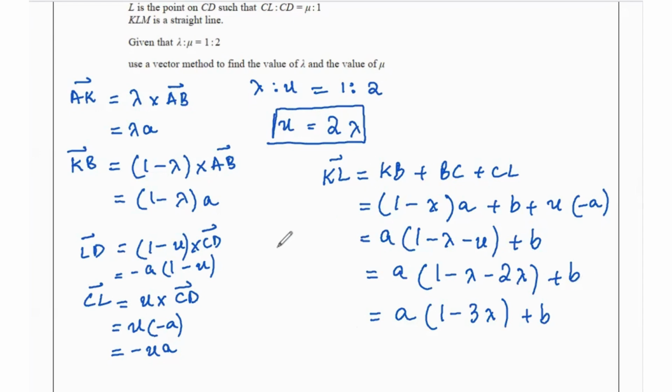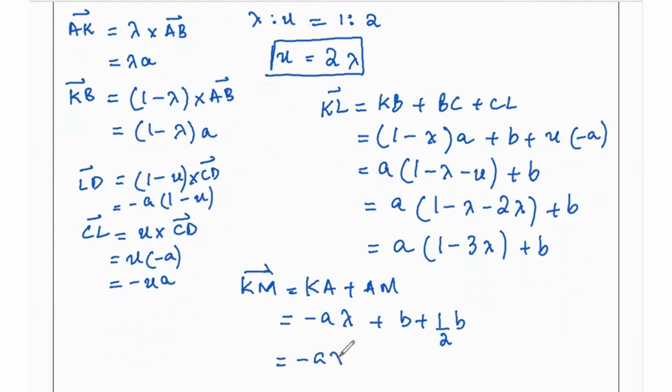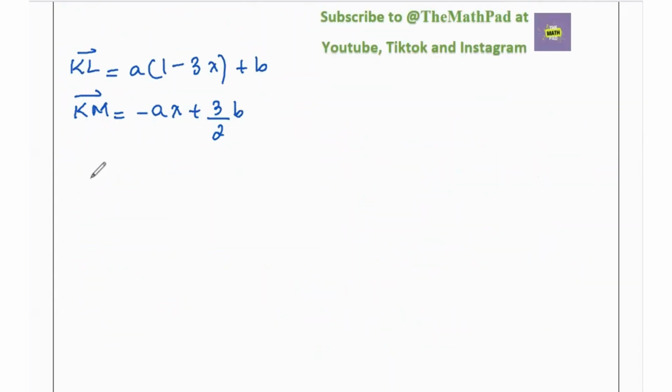Now we create an equation for KM. KM is going to be KA plus AM. KA is negative A lambda. AK was lambda, so opposite would be negative A lambda. And AM is going to be B plus 1 over 2 B. So negative A lambda plus 3 over 2 B. So like I said, KL is a part of KM. So KL is equal to some scale factor, let's say R, times vector KM.